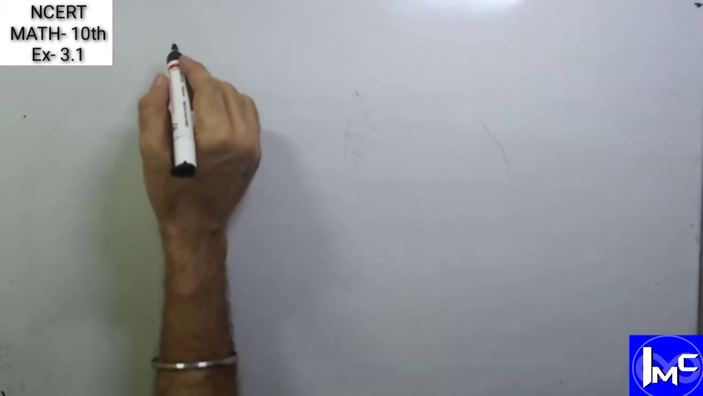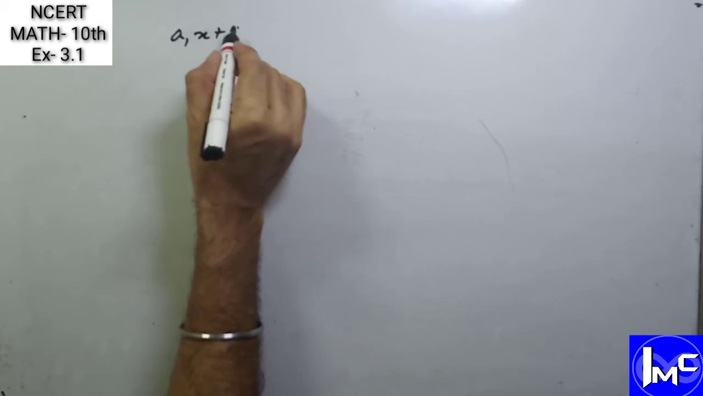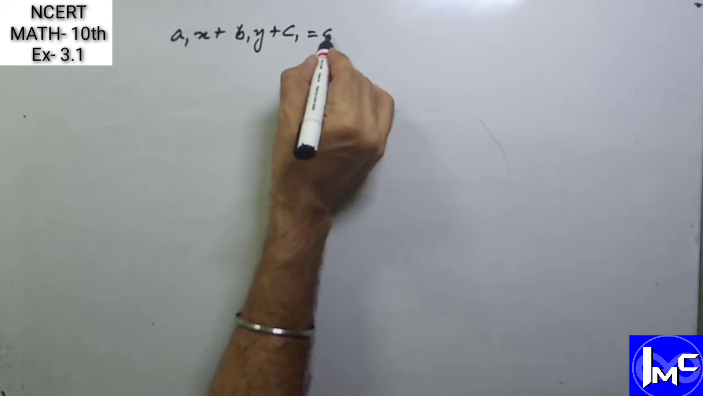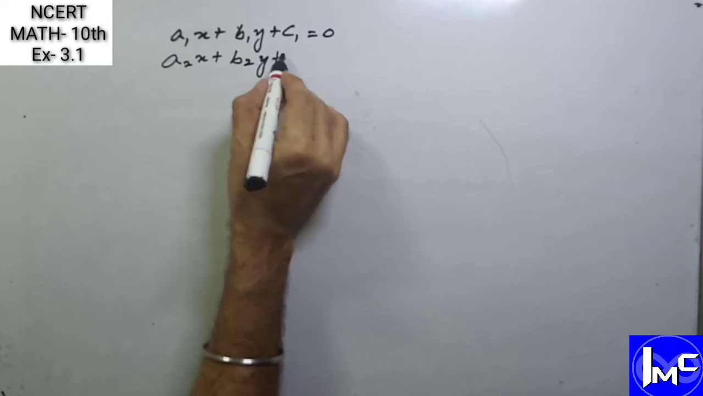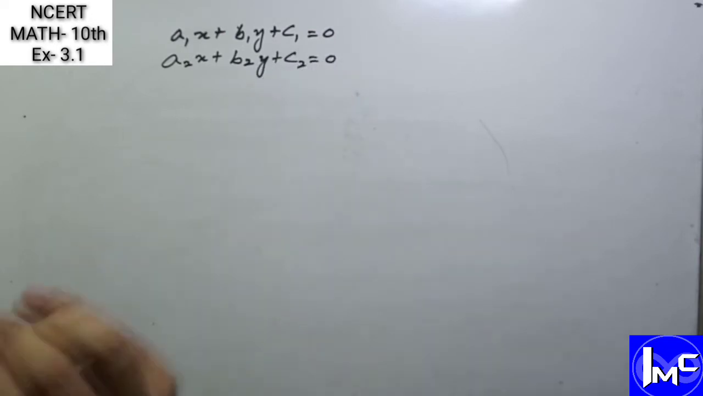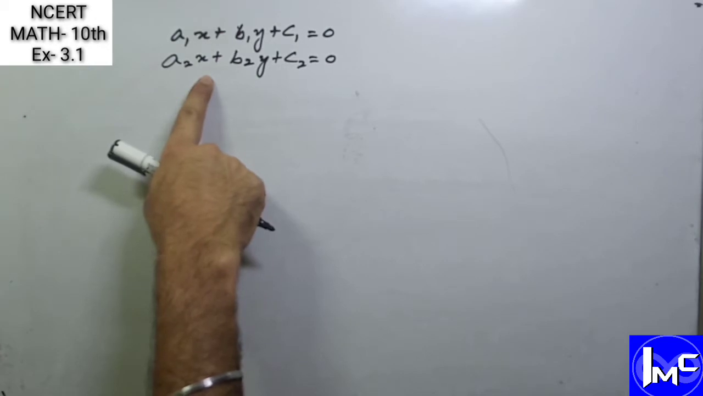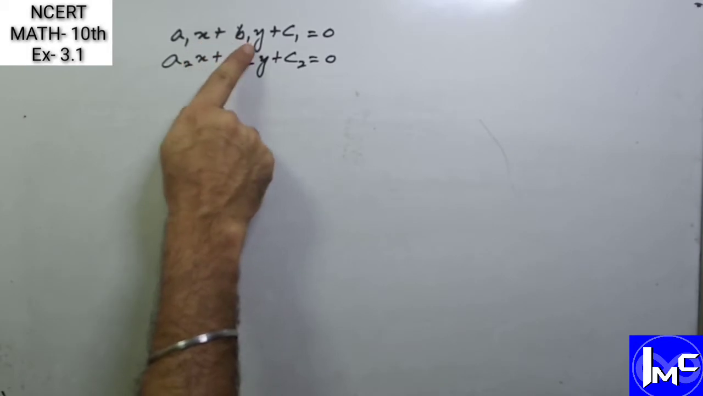And if we talk about the pair of linear equations, then it will be of the form a1x + b1y + c1 = 0, a2x + b2y + c2 = 0. Clearly these are two equations. So as the name of chapter, pair of linear equations, this is a pair of linear equations in two variables, and we have two variables x and y.